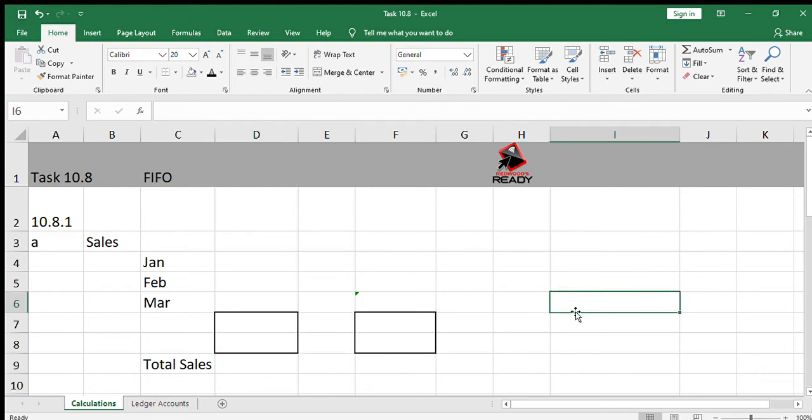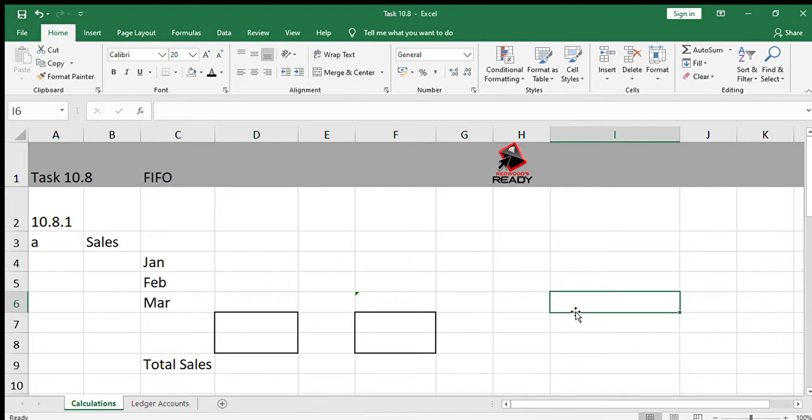Hi guys, task 10.8, another task on the FIFO inventory system, just a little bit more complex than task 10.7. Here we're doing the calculations for Ula Limited, dealing in electronic goods. They use the FIFO method of stock valuation.